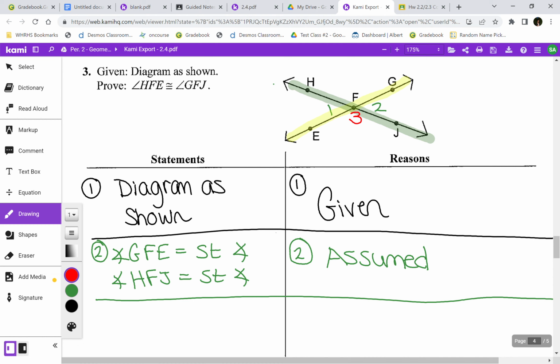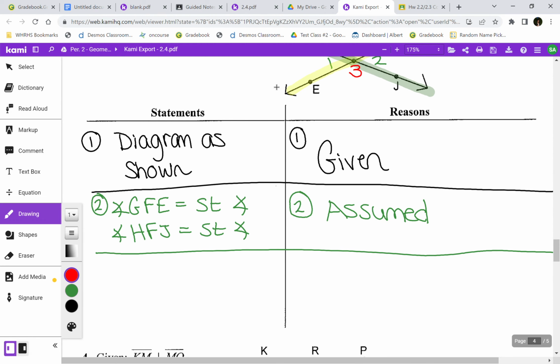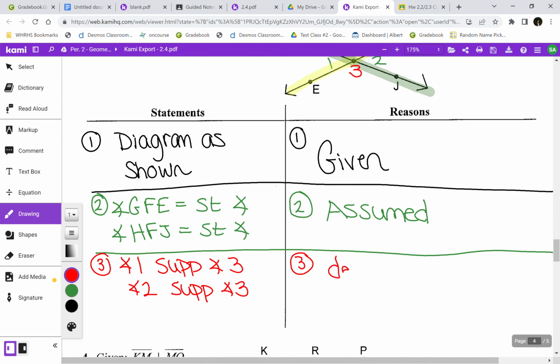So in my proof, all I did was declare the straight angles. But now that I declared the straight angles, do you think I should say that 1 and 3 are supplements and 2 and 3 are supplements? Yeah, we have to tell the reader that. So let's go ahead. In step number 3, I'm going to say angle 1 supplement angle 3 and angle 2 supplement angle 3. And that's just the definition of supplementary: 2 angles that make a straight angle. So this is just def of sup.